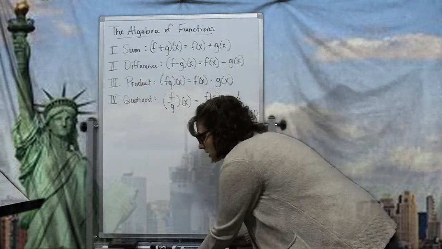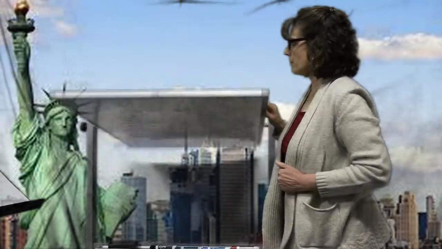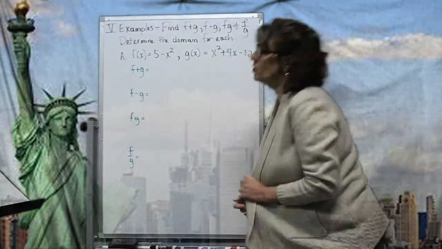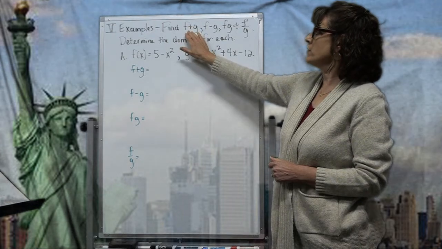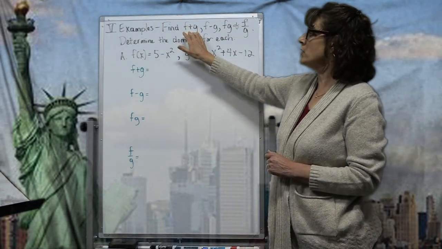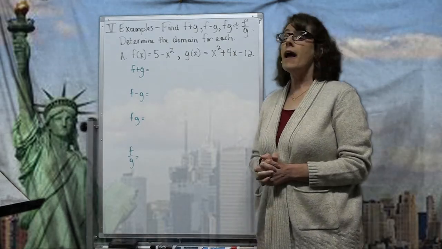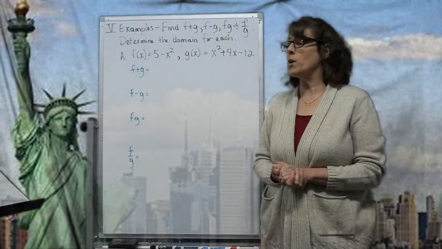So let's take a look at a couple of examples. In each of the two examples that I'm going to do, we are going to find our f plus g, our f minus g, f times g, and f divided by g. And then we're going to determine the domain for each one of these.